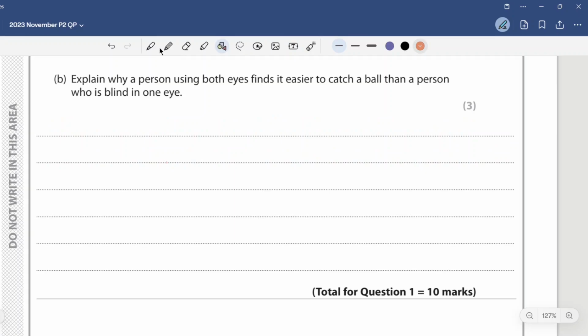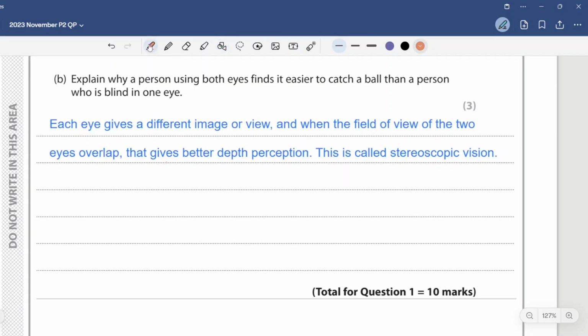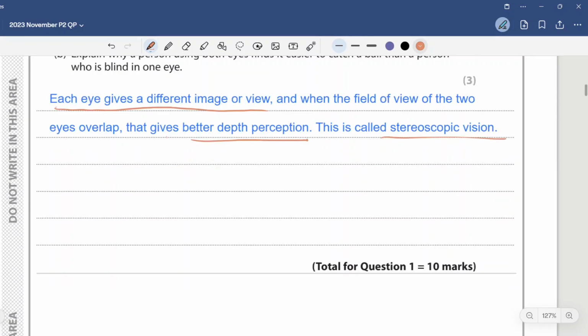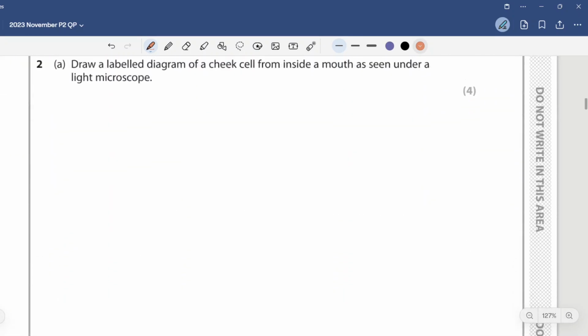All right, let's go over the marking scheme. So each eye gives a different image or different view. And the second mark is that it gives better depth perception, or allows people to judge the distance better. And that is what we call stereoscopic vision. All right, let's move on to question 2.